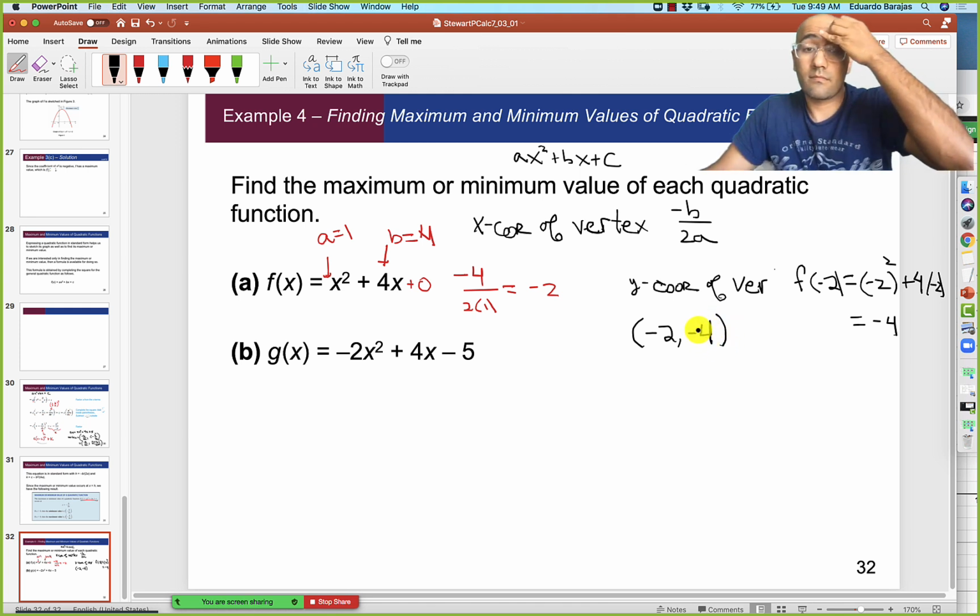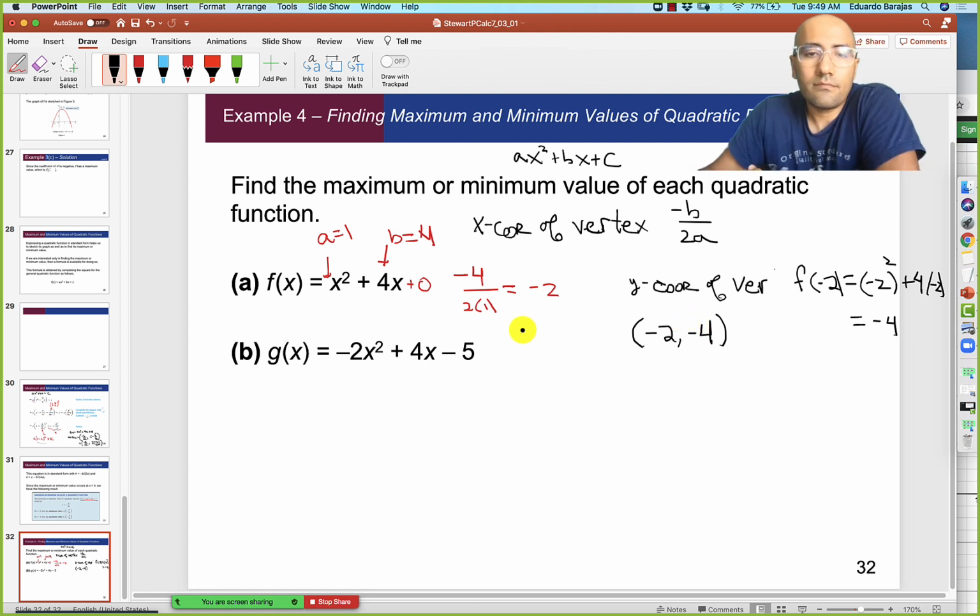Questions? The constant in front, a equals 1, is positive. So I know that this parabola opens up. And because it opens up, that must mean that this vertex is a minimum. It's the vertex, and it's also the minimum, because the parabola opens up.